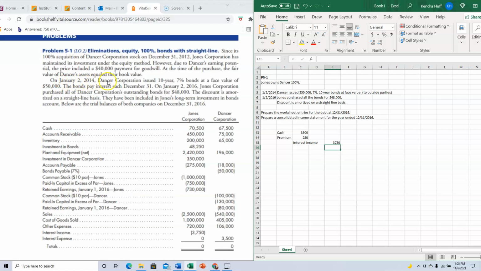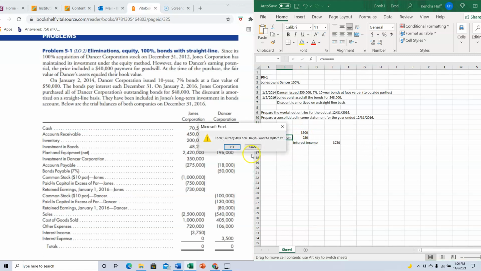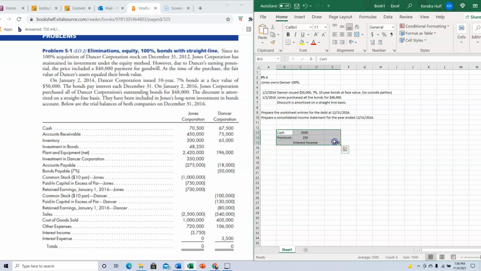On January 2nd of 2014, Dancer Corporation issued 10-year 7% bonds at a face value of $50,000. The bonds pay interest each December 31st. On January 1st of 2016, Jones Corporation purchased all of Dancer Corporation's outstanding bonds for $48,000. The discount is amortized on a straight line basis. They've been included in Jones' long-term investments and bonds account. Below are the trial balances of both companies on December 31st of 2016.